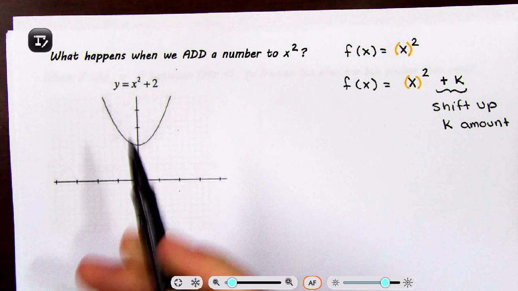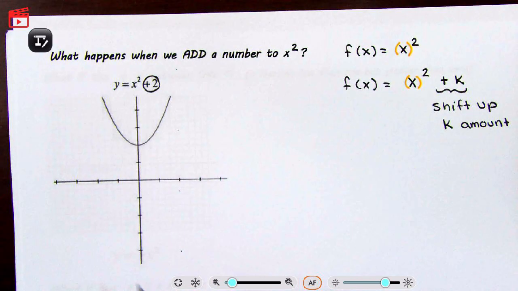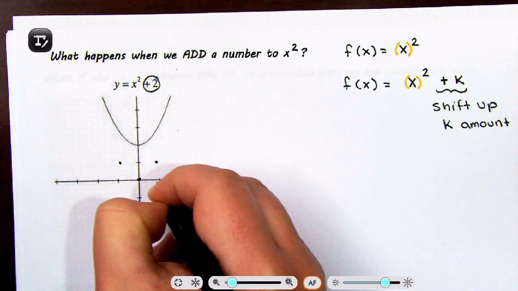So for example, we had a plus 2 here. That means my original parent function, I'm just going to quickly sketch the original parent function.